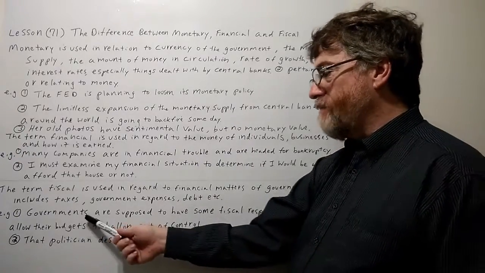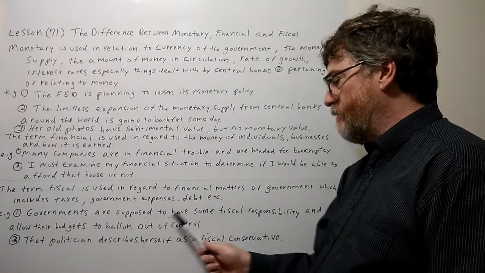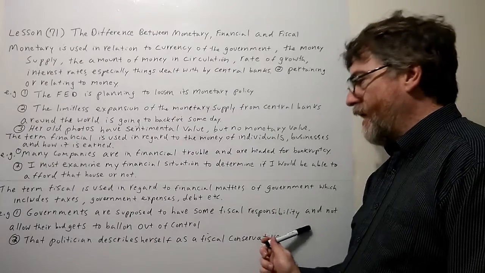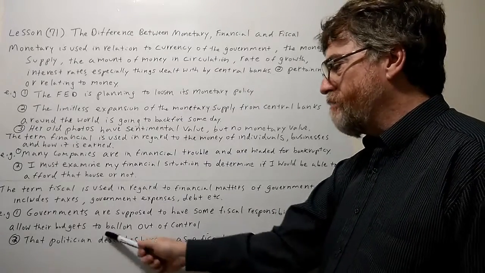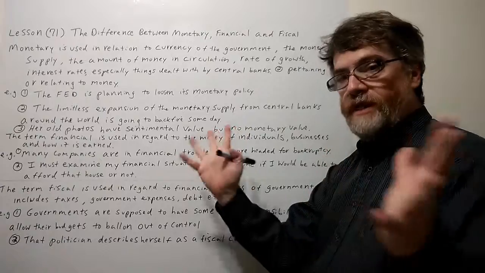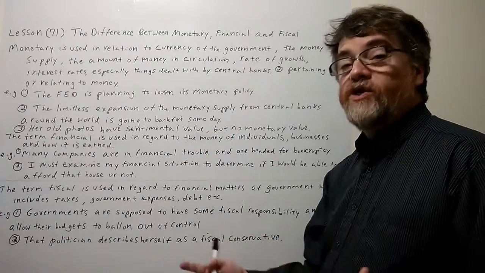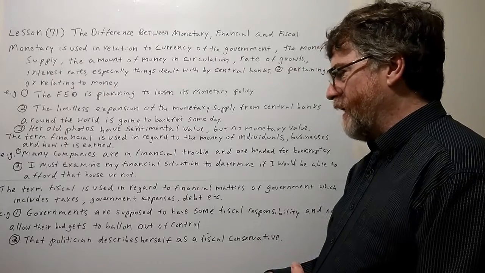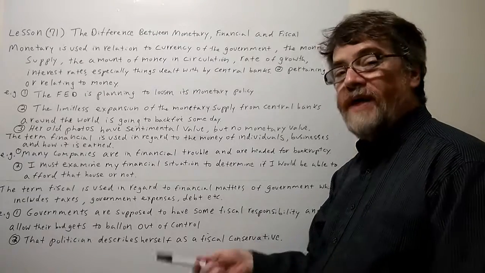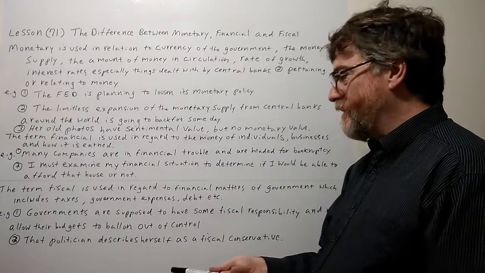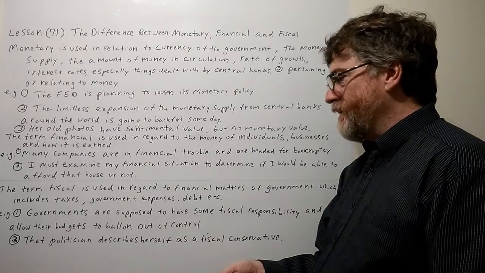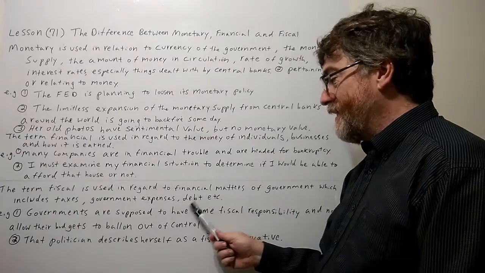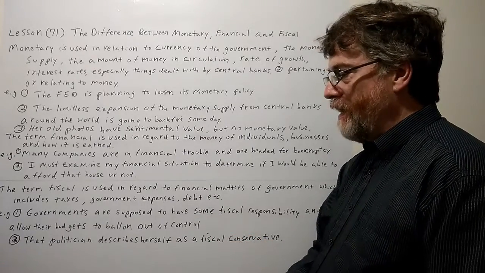So let's look at government. So number one, governments are supposed to have some fiscal responsibility and not allow their budgets to balloon, get really big, out of control. So again, this is with the government, planning how much money they are going to spend. So this would definitely be expenses. This is the government doing that. So we should use fiscal in this sort of sense. It's also related to the idea of debt as well.